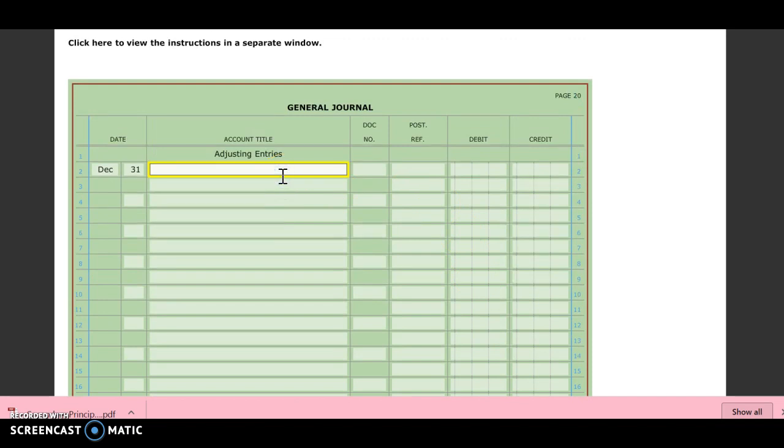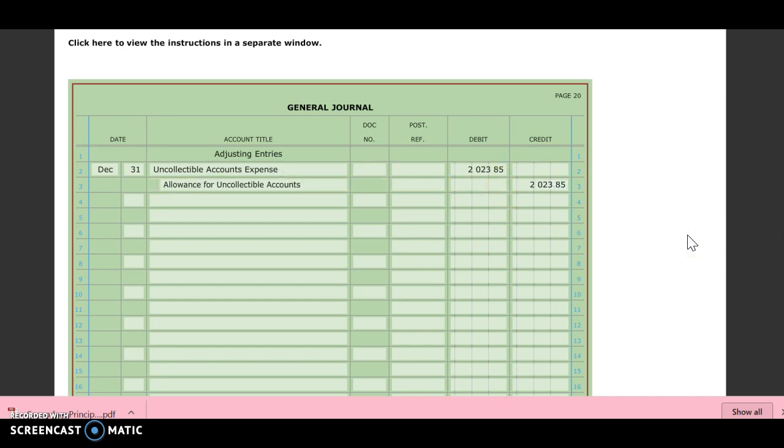So first what I'm going to do is I'm going to debit my expense account, uncollectible accounts expense. We don't have a document number because this is an adjusting entry. We don't have to fill in this post reference yet. So our debit is $2,023.85. Okay, and then we're going to credit our allowance for uncollectible accounts for that same amount.